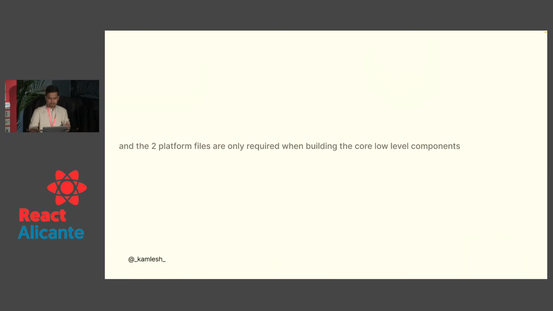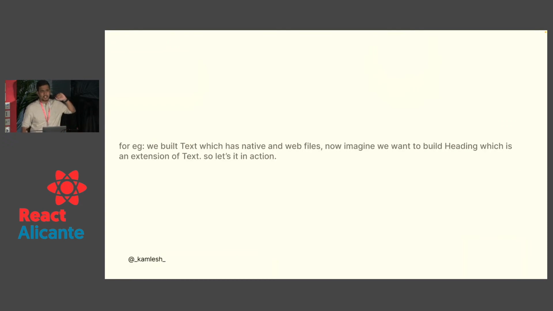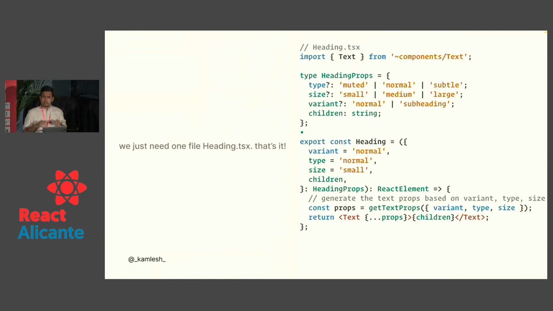Now, what do I mean? So we built text, which was the most low level component that you would build. Now imagine that if you want to build heading, which is an extension of your text component, or it would be built on top of text with certain properties being modified and different heading specifiers, right? We would just need one heading.tsx. That's it. Over here, now you don't need two files.